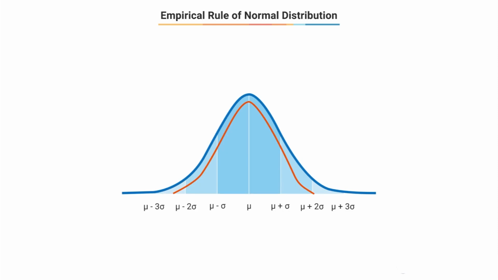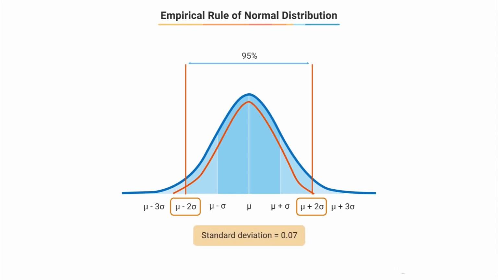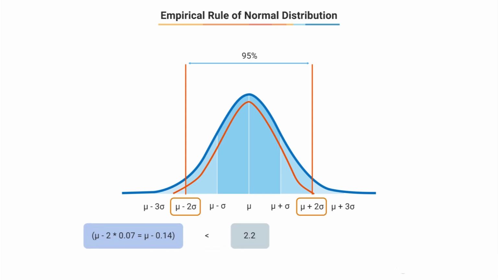So going back to our problem, we said that the 1, 2, 3 rule states that 95% of the values in a normal distribution lie between the mean plus or minus 2 standard deviations. We do know that the standard deviation of this normal distribution is 0.07, which we just found out. Hence, this equation after replacing 0.07 becomes probability of mu minus 0.14 is less than 2.2, which is less than mu plus 0.14, equal to 95%. That is, the probability of 2.2 lying between mu minus 0.14 and mu plus 0.14 is 95%.